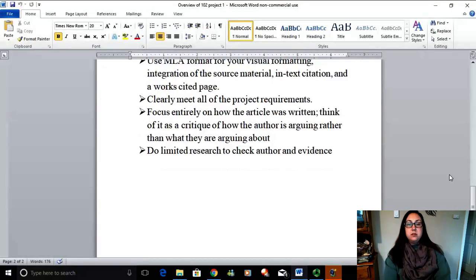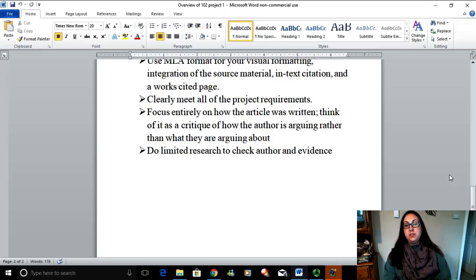So be really cautious of that as you work towards putting this essay together. Finally, the last two little things. When you're focusing on how the article was written, you're focusing on the structure of it, not what it says or just the ideas of the author. One thing that may help is to think of it as a critique of how the author is arguing rather than what they are arguing about. So how are they going about making their argument? Do they give a clear claim? Do they include statistical evidence? Do they include personal evidence? Do they include interviews? It's really looking at how they're doing it, not exactly what they're saying about it.